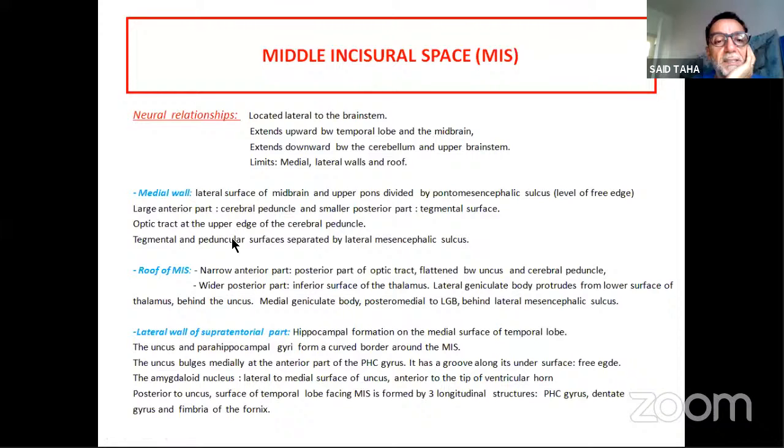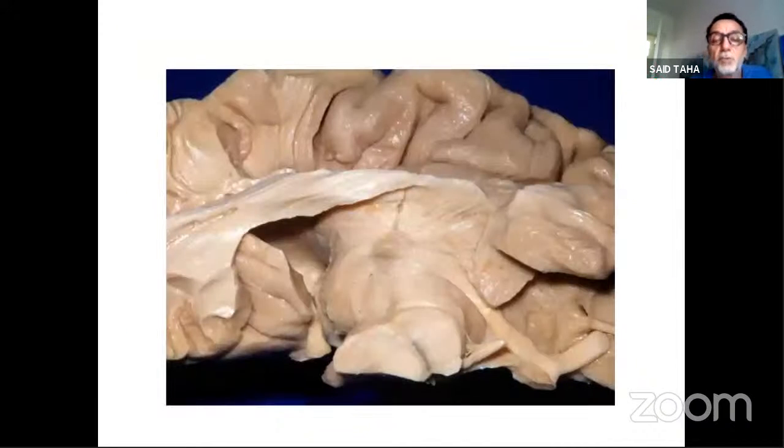We have the optic tract at the upper edge of the cerebral peduncle, and the tegmental and peduncular surfaces are separated by the lateral mesencephalic sulcus.